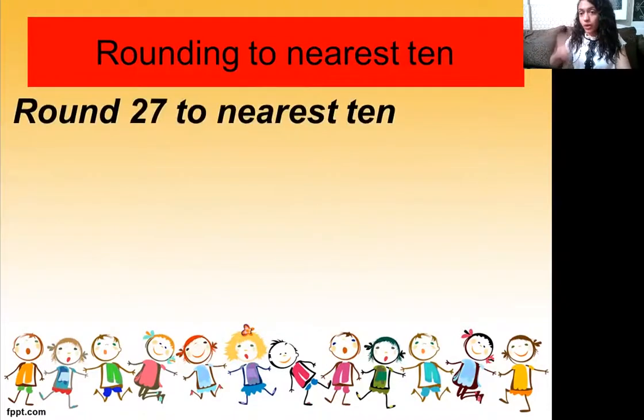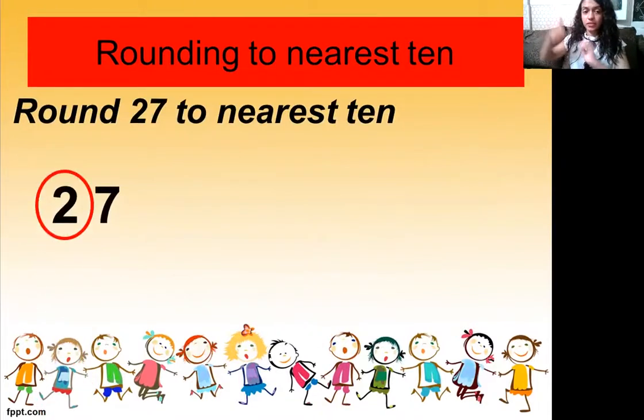If I want to round 27 to nearest 10, first I'm writing the number. Do the steps with me. Circle the tens place. Very good. Look to the neighbor. It's a 7. Is it weak or strong? Remember, 4 or less is weak, 5 or more is strong. So 7 is a strong digit.